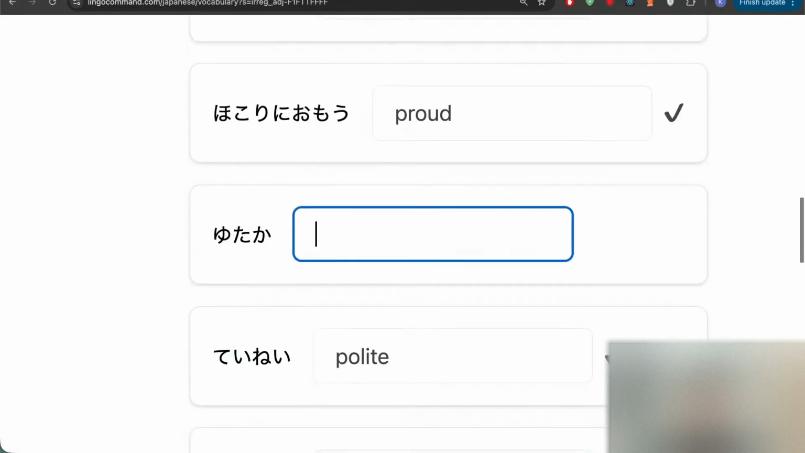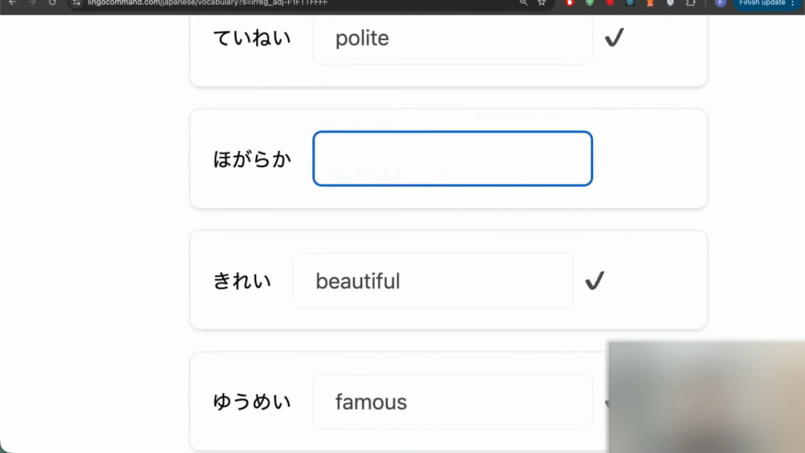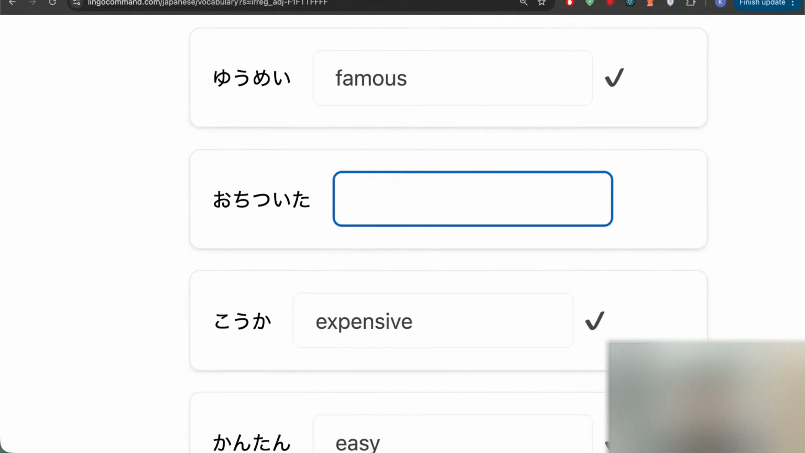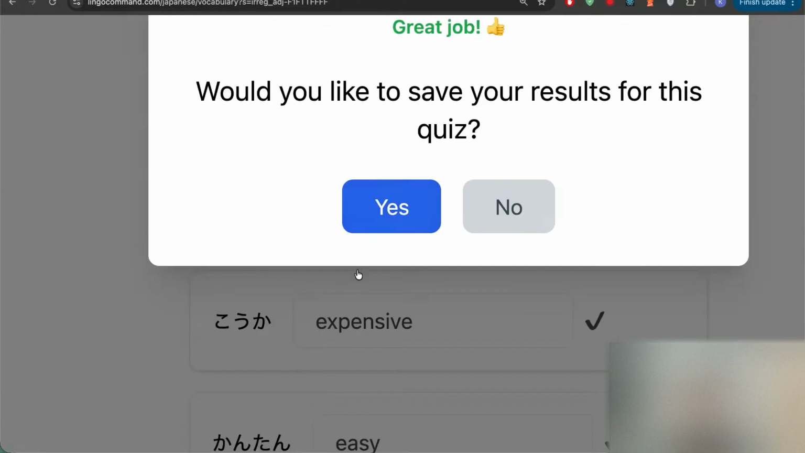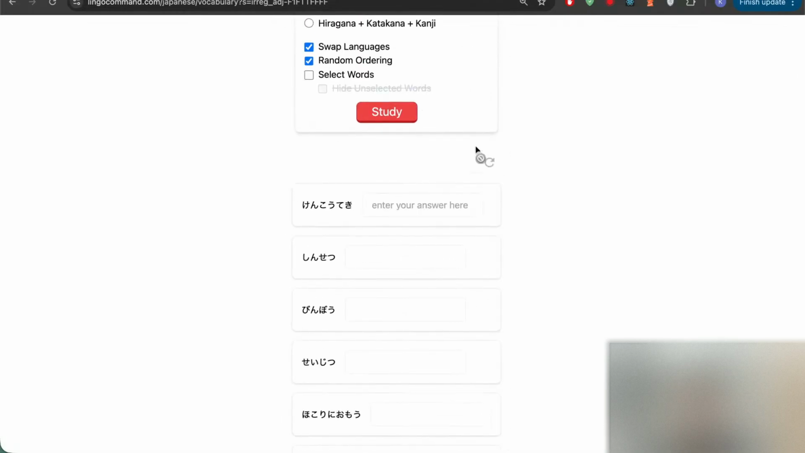Kantan is easy. Yutaka is rich. Hogaraka is cheerful. Ochitsuita is... so we know that seijutsu means honest. Ochitsuita is calm. Okay, so that's our first 100%. But I kind of skipped around, used process of elimination.